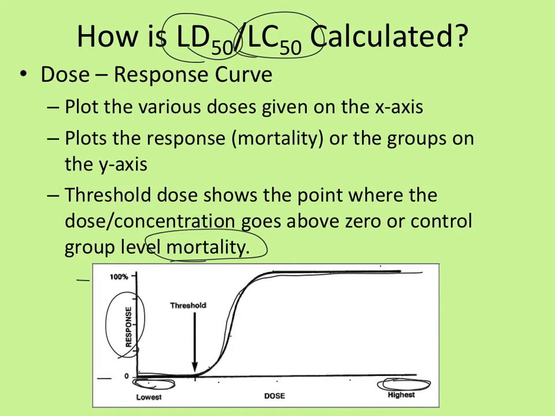We also use this curve to determine something called the threshold value. The threshold value is the point at which we start to see an increase in baseline mortality. So here is the point at which all of a sudden mortality starts increasing from its basic baseline values. So this is the threshold point of toxicity.